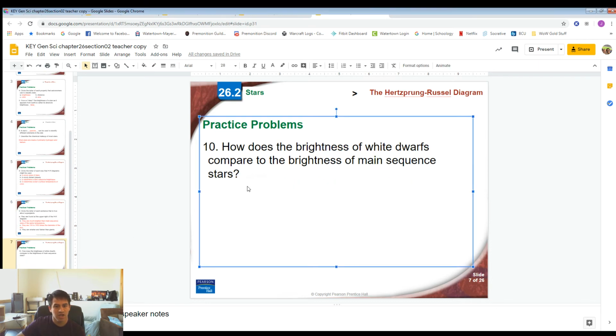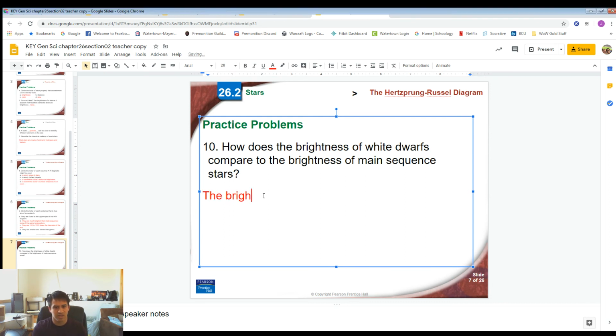All right, last question here. Number 10, how does the brightness of white dwarfs compare to the brightness of main sequence stars? White dwarfs are way smaller than main sequence stars, so the amount of light they give off is way less. Again, if you want to think of the flashlight analogy, a main sequence star might be a regular flashlight that you hold in your hand, and a white dwarf would be one of those tiny miniature flashlights that you get from the gas station. You push the little button, it has that little LED on it. They're not usually that bright.